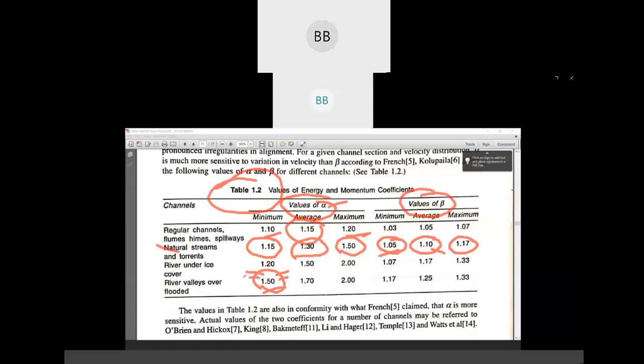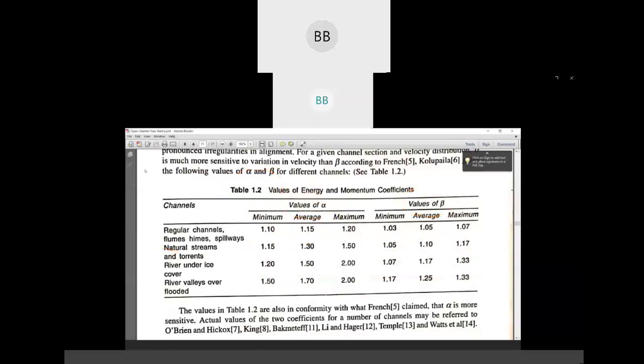Okay. So sometimes we are going to use those values directly. It depends on what we are going to use, whether minimum or maximum, or we can simply use the average also. Those values come from a very large number of experiments they performed, and after analyzing those results, they came up with these values for both alpha and beta.